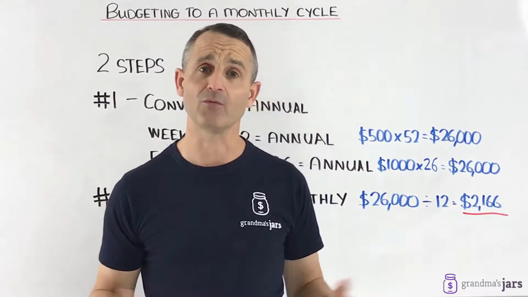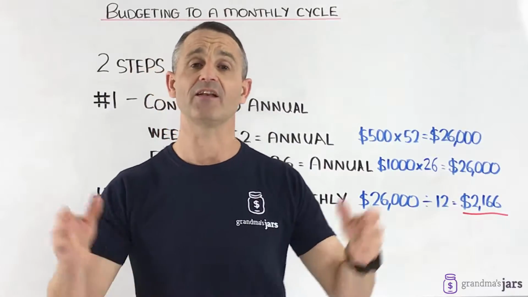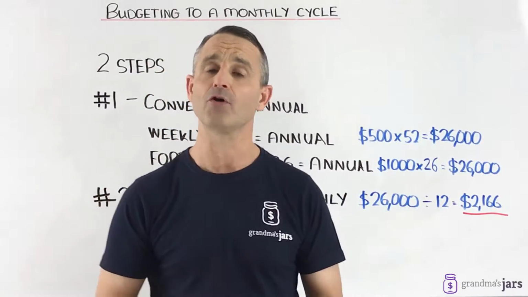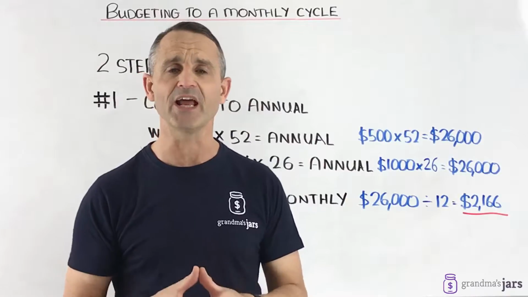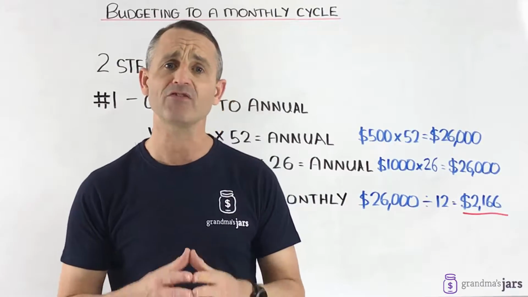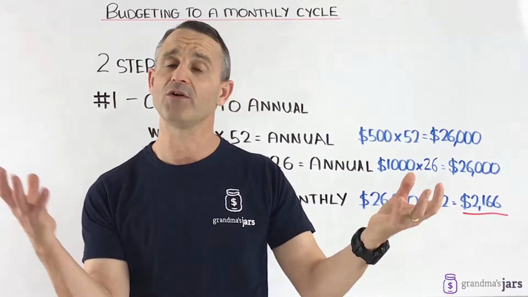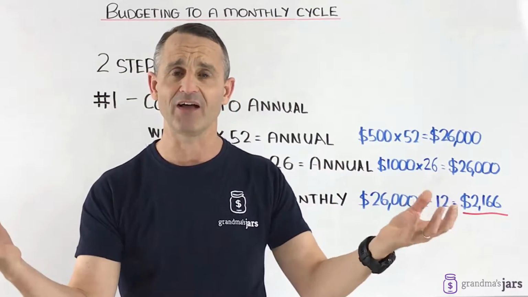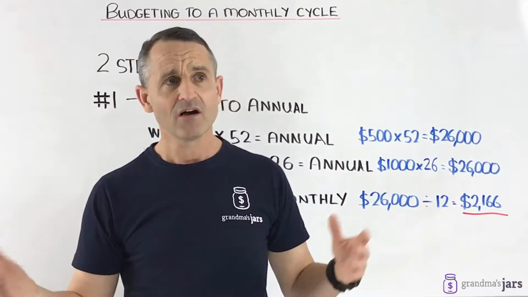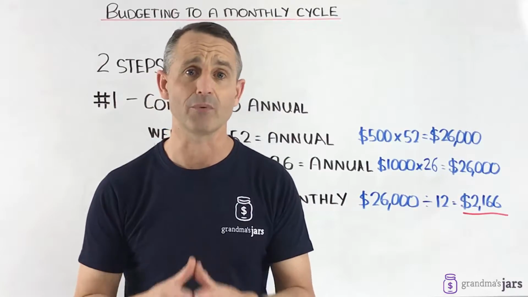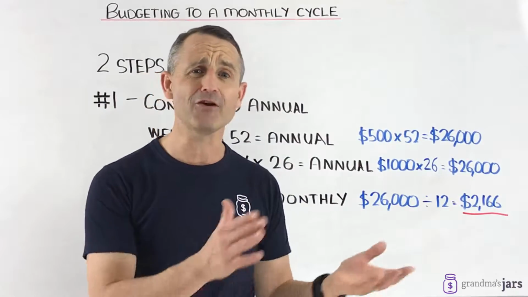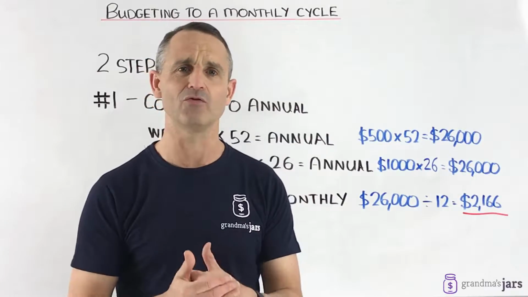The third reason why we budget to a monthly cycle is that at the end of every single month, we do what's called an end of month summary. The end of month summary is where we reconcile what your budget says you need with what your bank account actually has. This process takes 15 to 20 minutes to complete. And if we were doing it every week, it would become a little bit too time consuming.